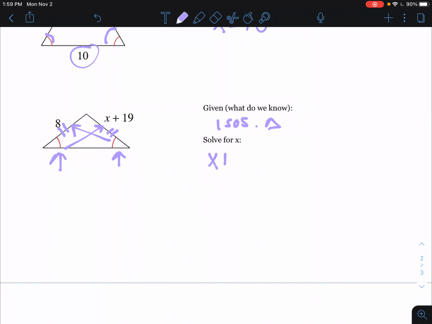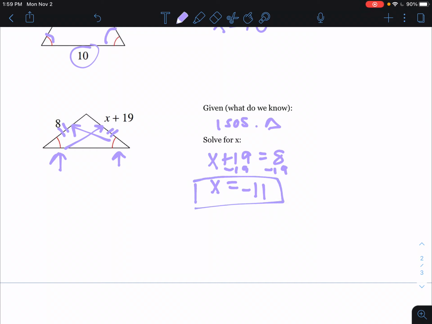So that means x plus 19 equals 8. What does that mean x equals? Well, I'm going to take away 19 from both sides. That means that x equals negative 11. Right? 8 minus 19.